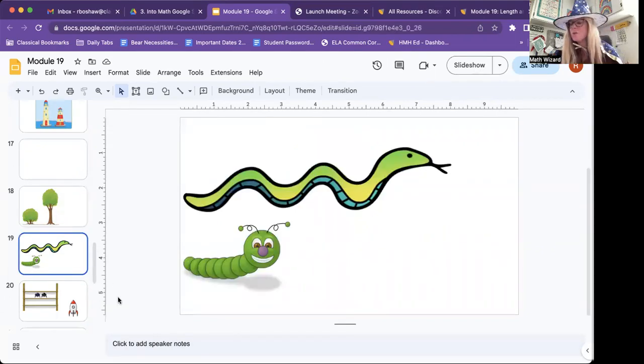And length. We're talking about the distance from one end to another. So here we have this snake and this worm, and they both are at the same starting spots. Which one has a greater length? Which one has a farther distance from one end to the other? That's what we're talking about when we say length and height. All right, let's go to our lesson.